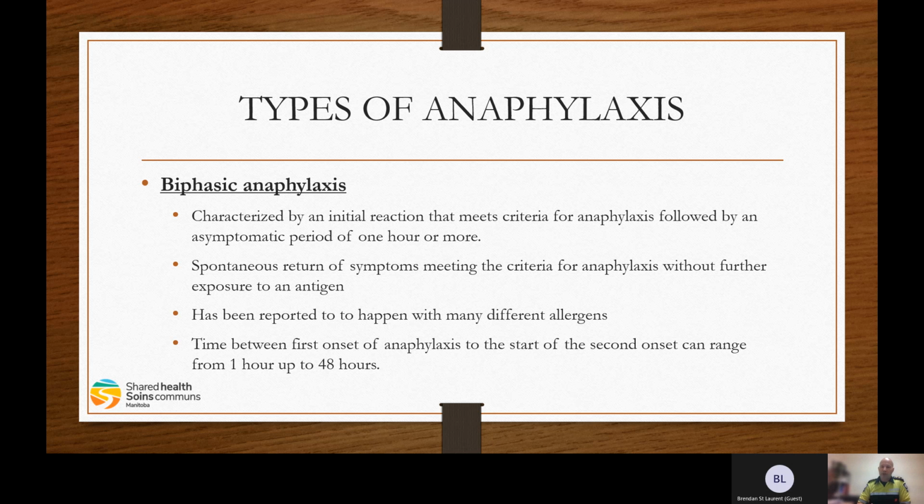So they're going to have their initial allergic reaction. We're going to get there. We're going to give them epinephrine. Everything's great. And then about 45 minutes, an hour later, or whatever time period it is, all of a sudden, without being exposed to it again, they'll start having an anaphylactic reaction.